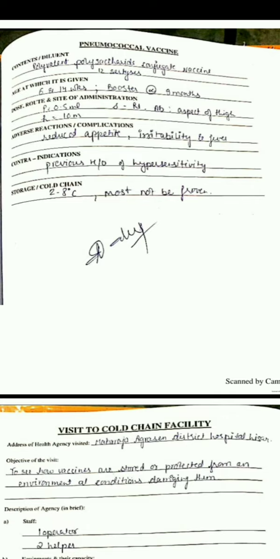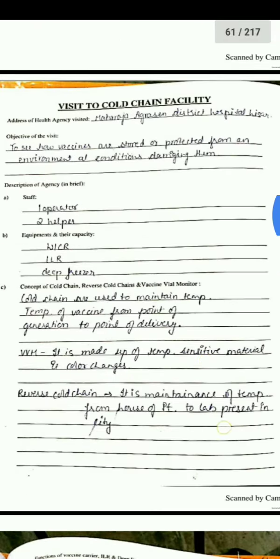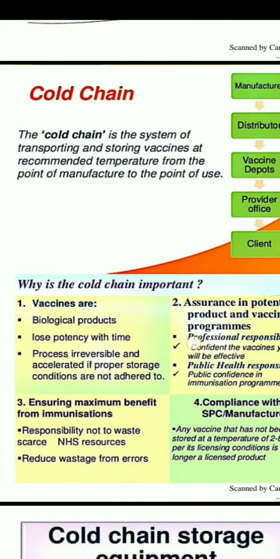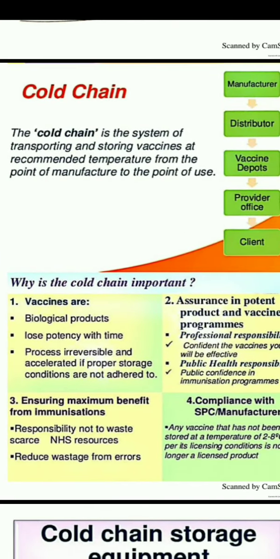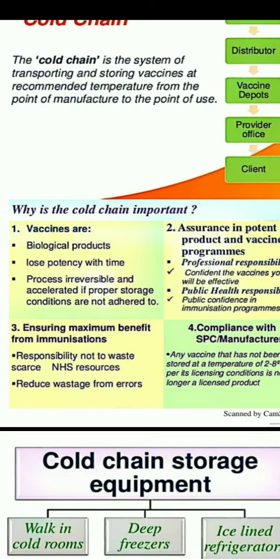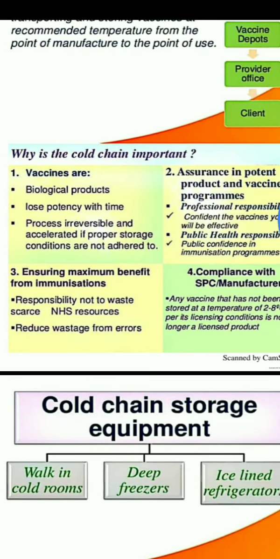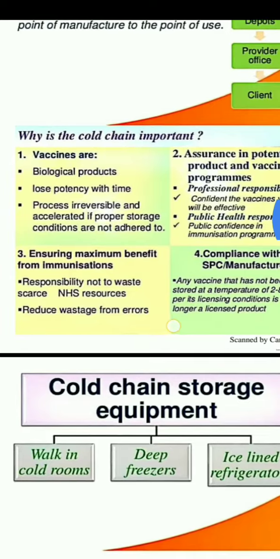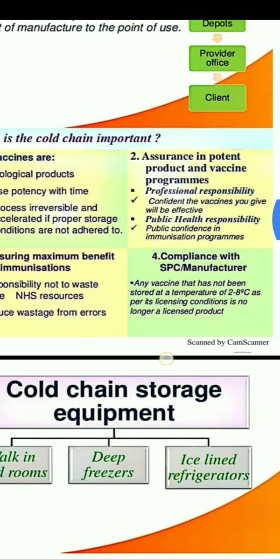Next is the cold chain. Cold chain is the system of transporting and storing vaccine at recommended temperature from the point of manufacture to the point of use. This is often asked in your vivas. Why is cold chain important? Because vaccines are biological products, they lose potency with time and the process is irreversible. So we have to assure a potent product in vaccine programs, ensuring maximum benefit from the immunization and compliance with the manufacturer. That is why cold chain is important.